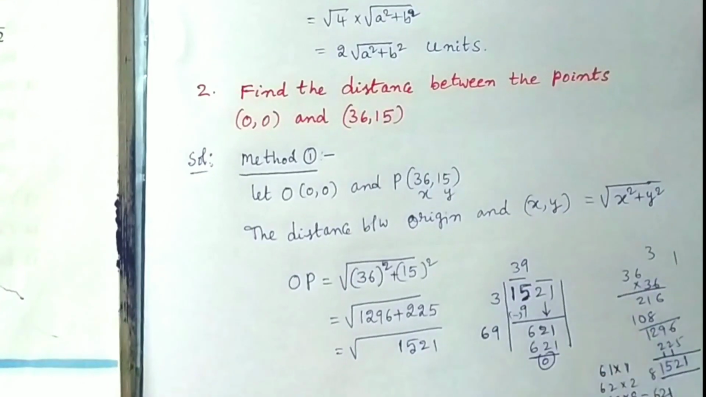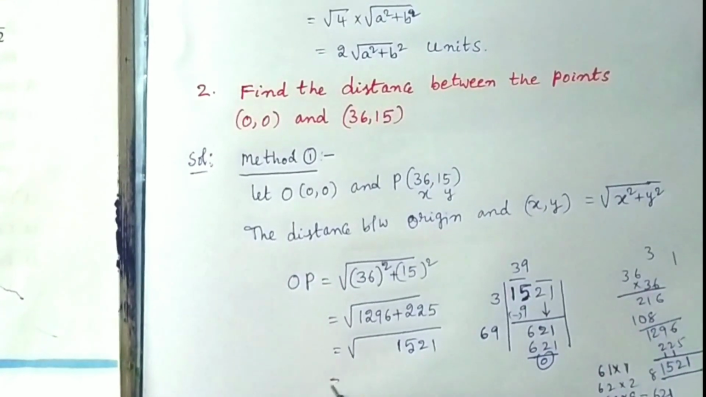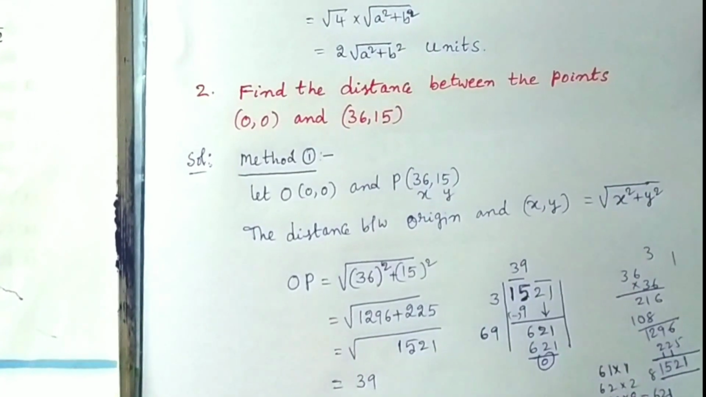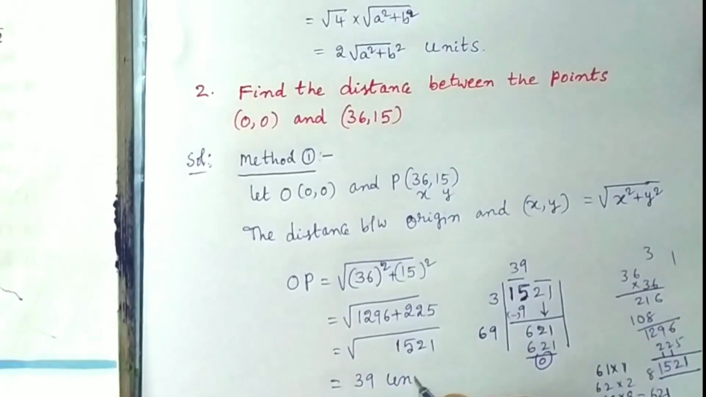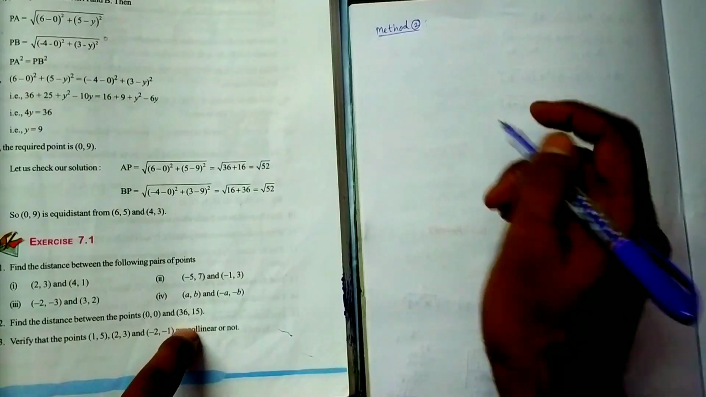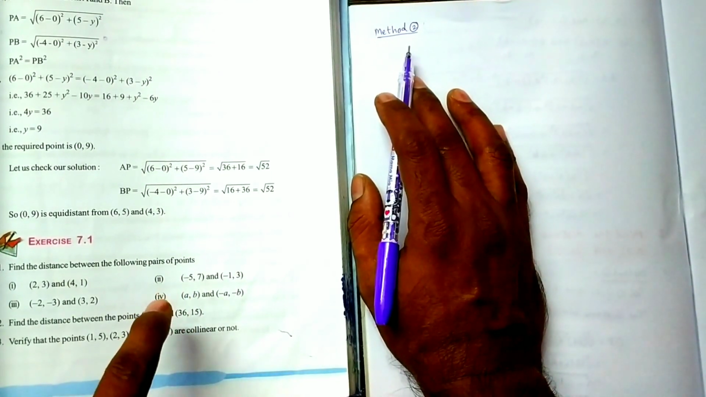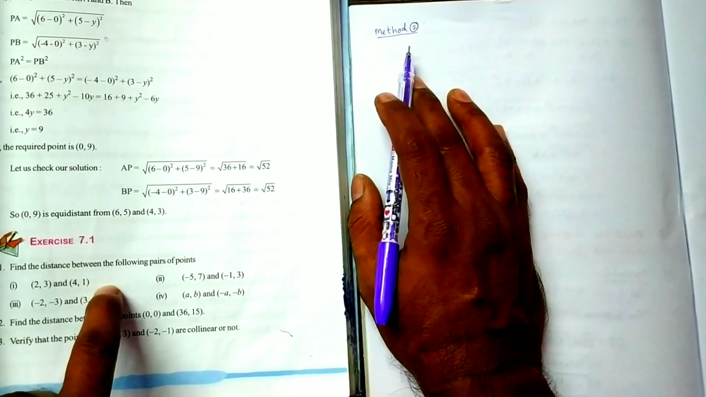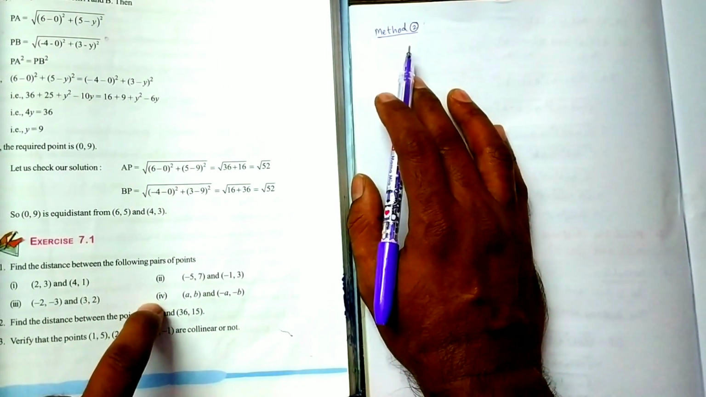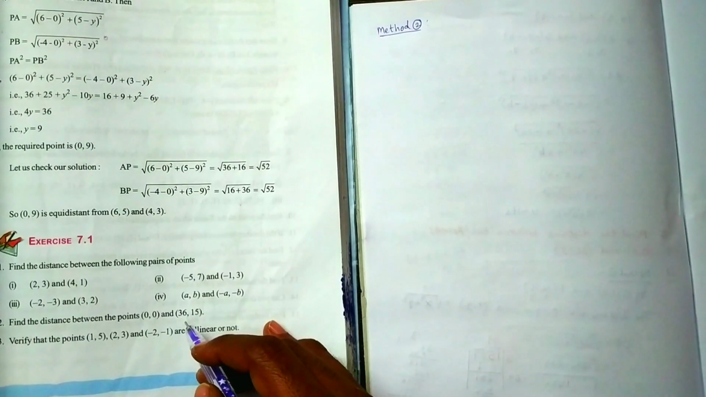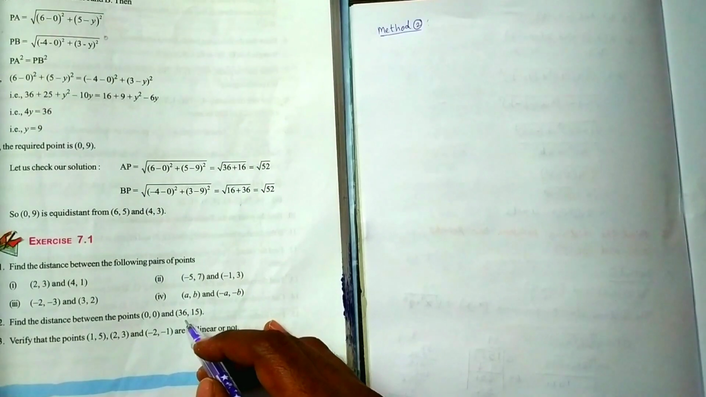So the remainder is 0. So the square root of 1521 is 39. So the distance between 2 points is equal to 39 units. Method 2, by using the general formula like in the first problem, that is square root of (x2 minus x1) whole square plus (y2 minus y1) whole square, we can find the distance between 2 points like this.